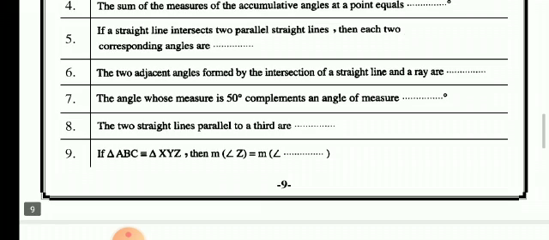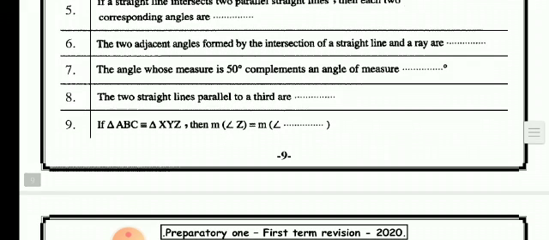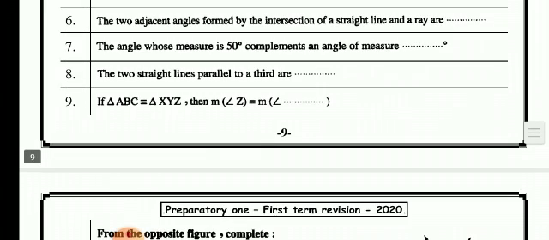If a straight line intersects two parallel straight lines, then each two corresponding angles are, good, supplementary. The two adjacent angles formed from the intersection of a straight line and a ray are, good, supplementary angles. The angle whose measure is 50, its complement is an angle of measure 90 minus 50 equals 40.